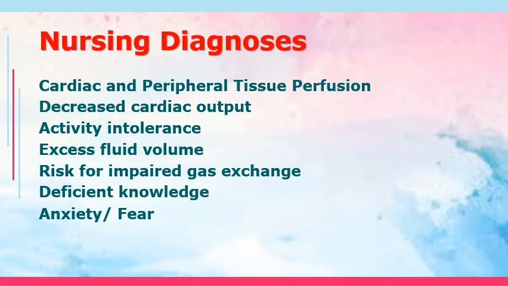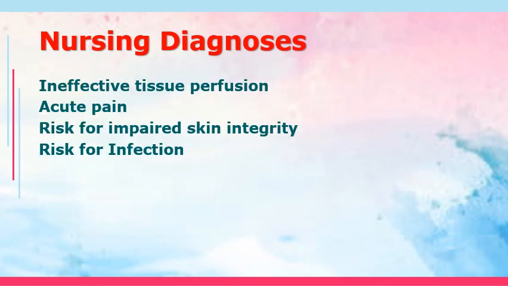Here are some of the nursing diagnoses common to our patients with cardiac problems. You can have ineffective cardiac tissue perfusion, ineffective peripheral tissue perfusion, decreased cardiac output, activity intolerance, excessive fluid volume, risk for impaired gas exchange, deficient knowledge, and anxiety or fear. We'll be discussing the nursing diagnoses as we go along the specific disorders. Also acute pain, risk for impaired skin integrity, and risk for infection, maybe related to your hemodynamic monitoring.